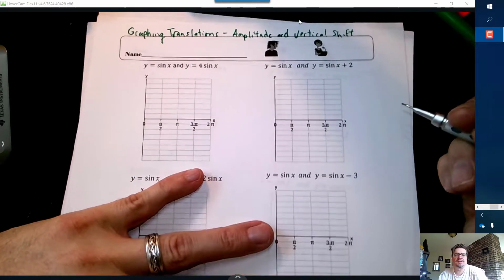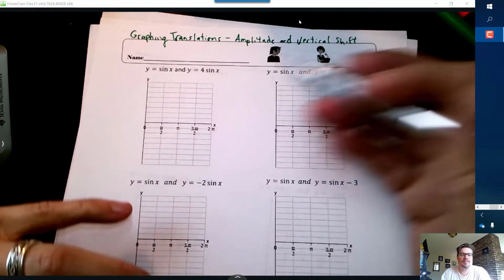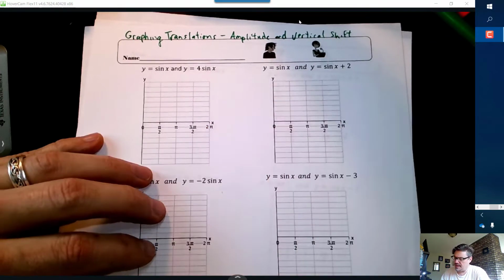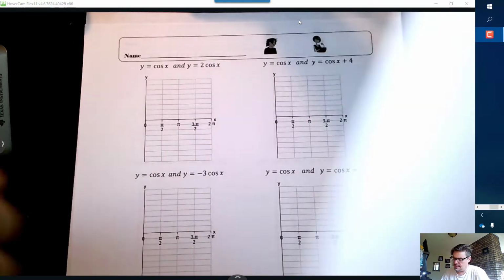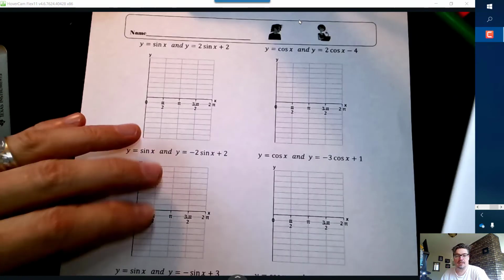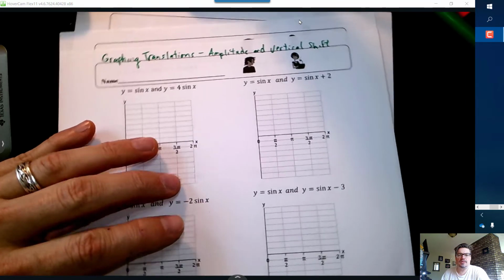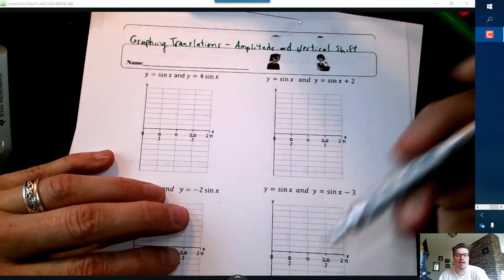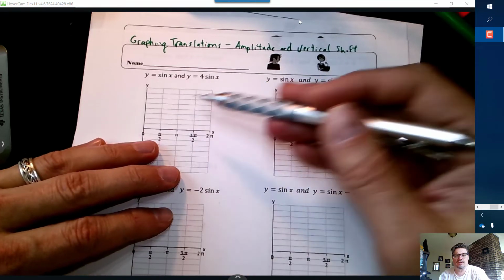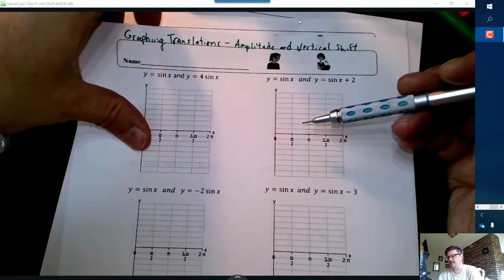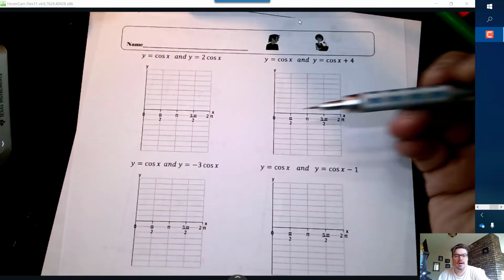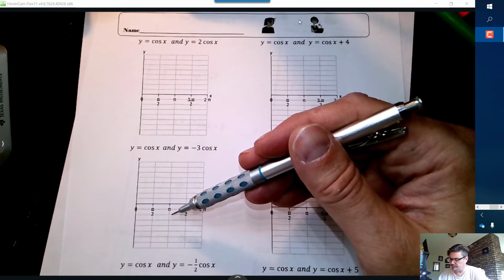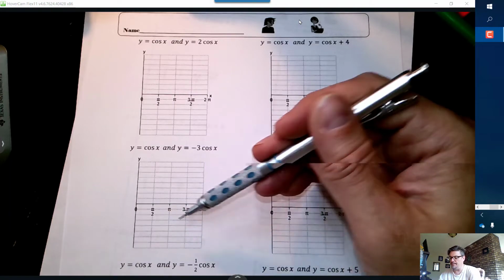So how do we do this stuff? You'll notice that on this page you've got sine. On the next page you'll have cosine, and then on the third page you have a mix. So let me go ahead and do a couple off of each page except the third. I'll do the first two off of the sine page, and then I'll do these two off of the cosine. All right.